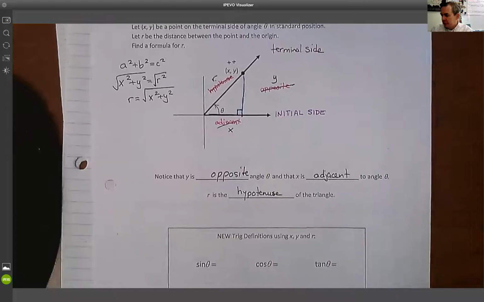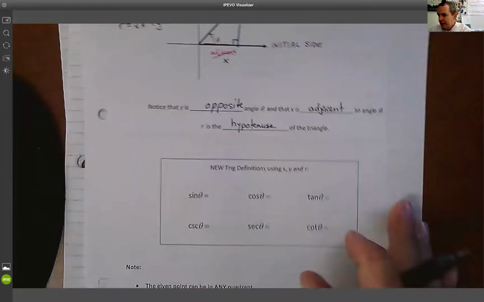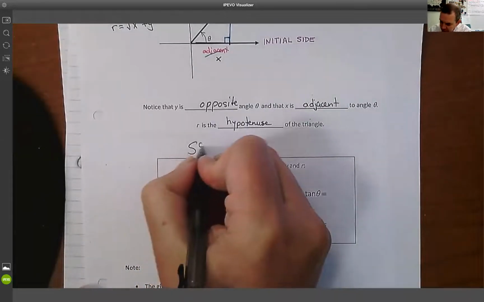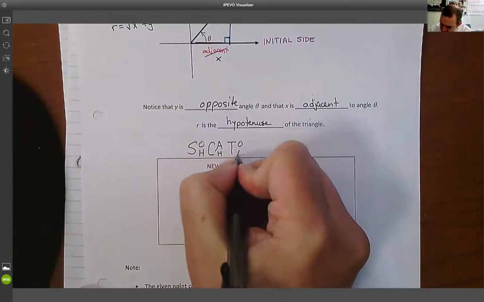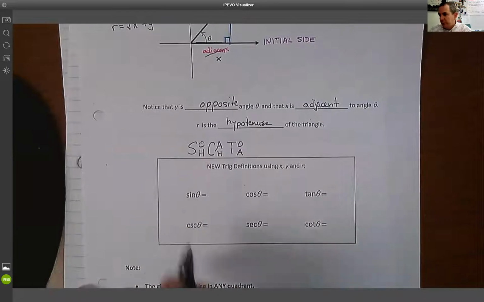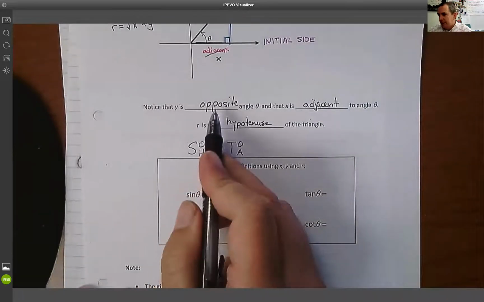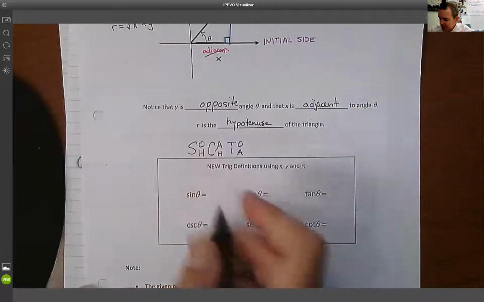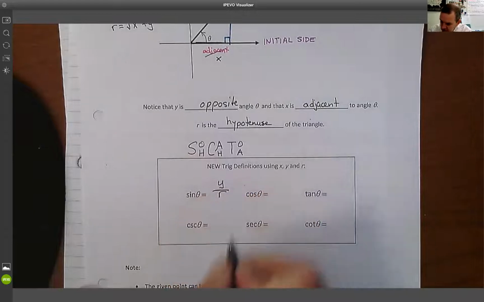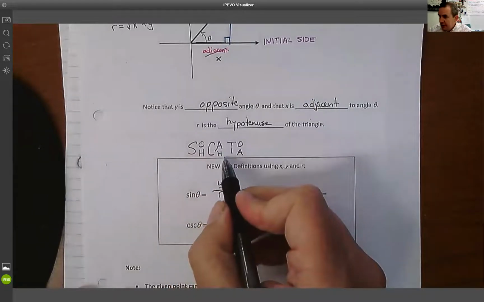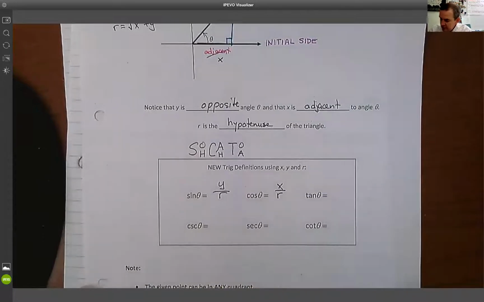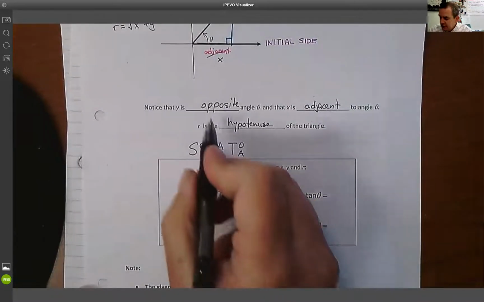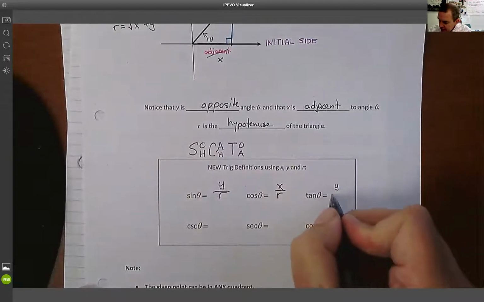And what it allows me to do then is redefine what we did before, because before we did SOHCAHTOA. What we did before was opposite over hypotenuse, but instead of opposite and hypotenuse, I'm going to use y and r. Cosine was adjacent over hypotenuse, but instead of adjacent and hypotenuse, I'm going to use x and r. Tangent was opposite over adjacent. I'm going to use y over x.